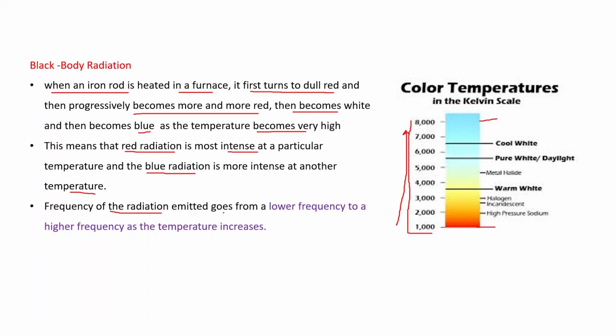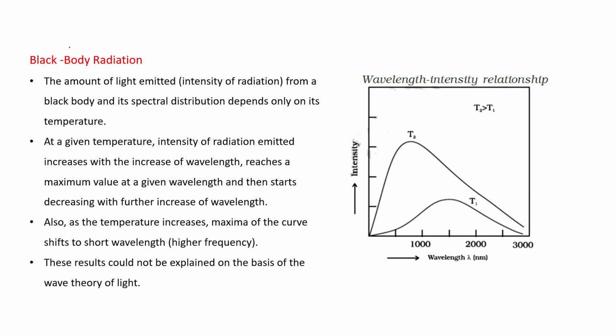The frequency of the radiation emitted goes from a lower frequency to a higher frequency as the temperature increases. You can see that red color has low frequency and higher wavelength, and blue color has higher frequency and lower wavelength. Is it clear? The amount of light emitted, that is, the intensity of radiation from a black body, and its spectral distribution depend only on its temperature. This graph represents the wavelength-intensity relationship.